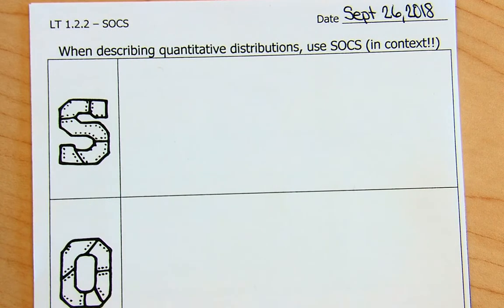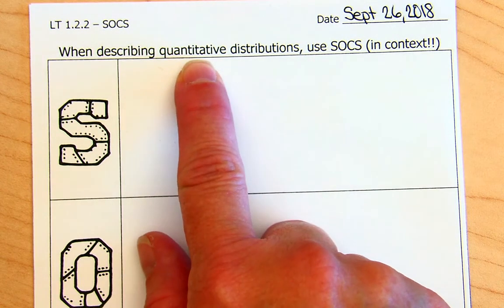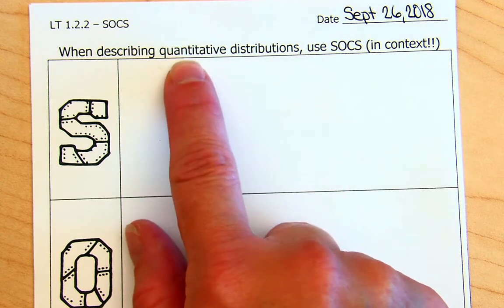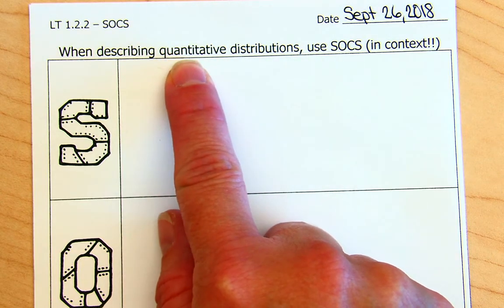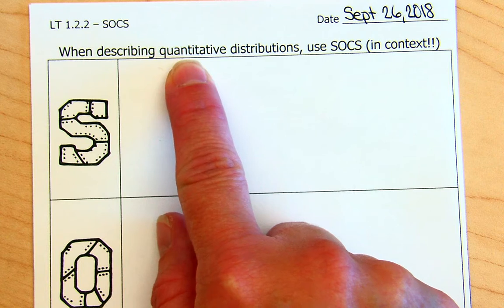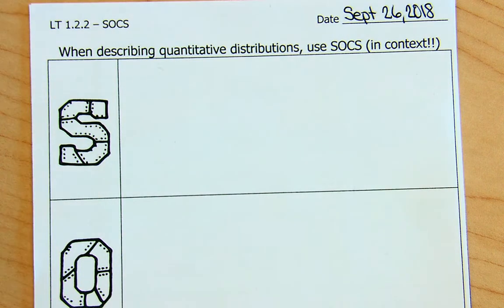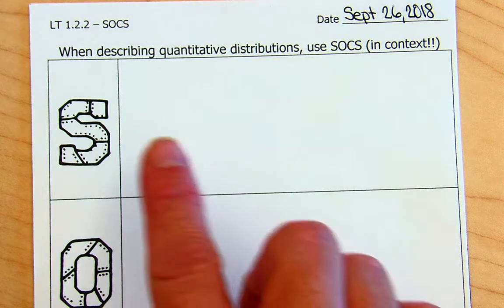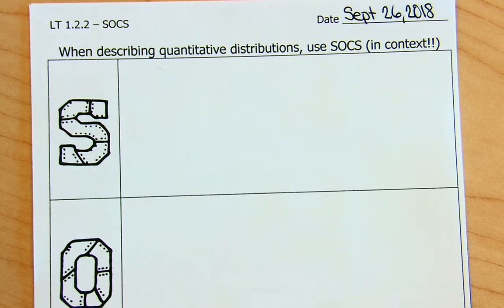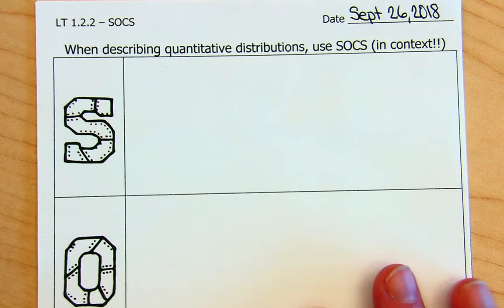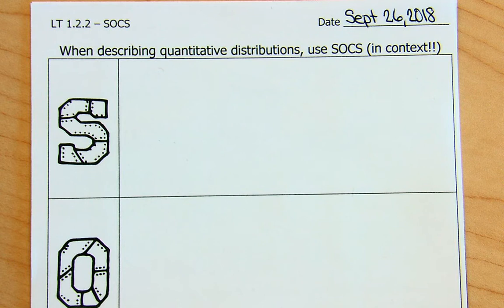So you'll notice we are now talking about quantitative distributions. What does quantitative mean? You can find an average. These are measurements. They're numerical values that mean a quantity. Okay? It's a measurement. So when we are describing them, there are certain characteristics that we need to include. So this acronym of SOCS is going to help you remember all of the things you need to include when you're describing it. Okay? So we're going to go through each part.